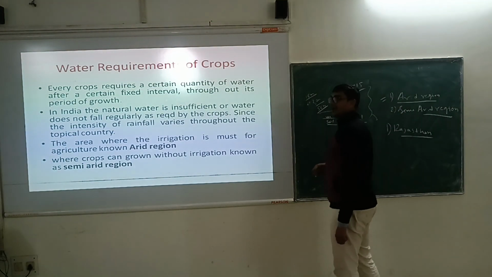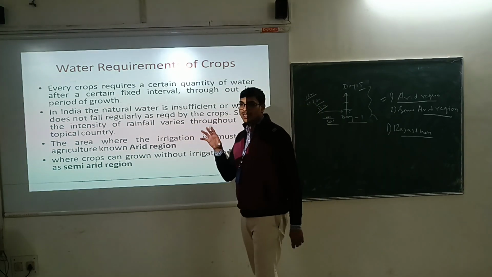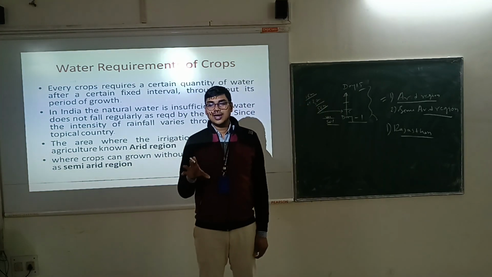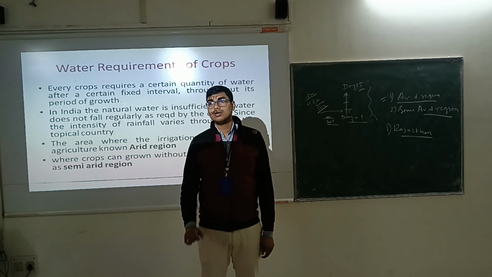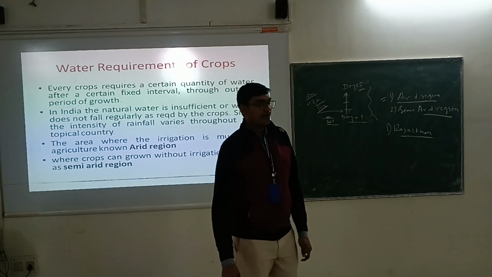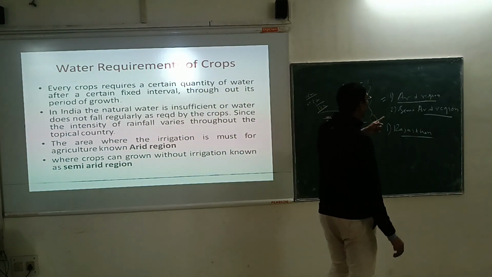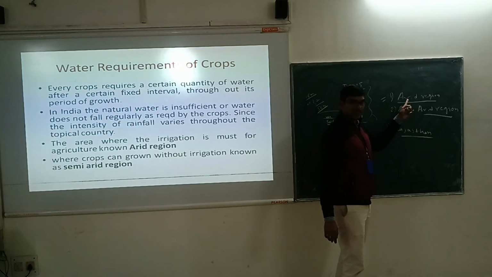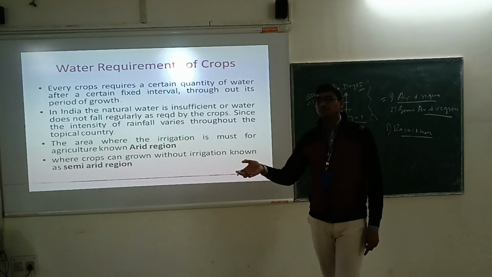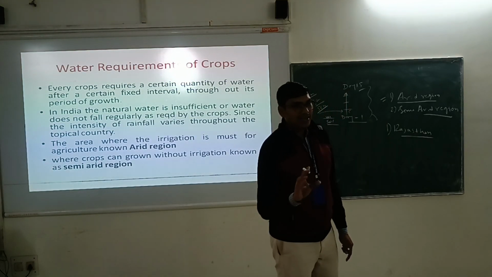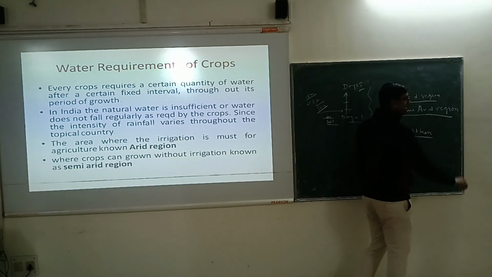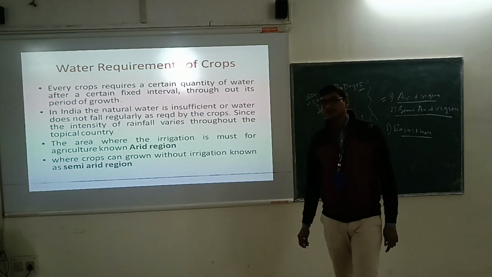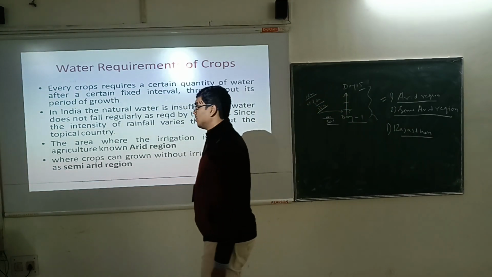Purulia is an arid region. In these particular places it is not possible to do agriculture without irrigation. So where irrigation is required, that region is known as arid. And in a normal area, suppose beside the Ganga, where irrigation is not required, that part is known as the semi-arid region. Is it clear? Any doubt?